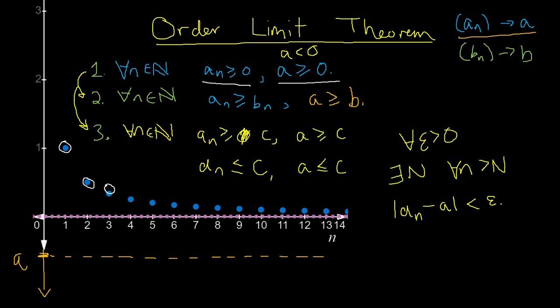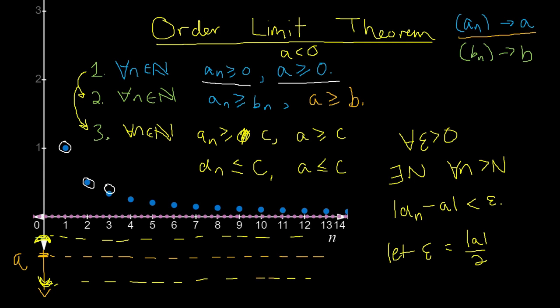Let's make a little neighborhood, an epsilon neighborhood about our limit here. And let's make it small enough so the whole thing is also beneath our x-axis. So, for example, we could let epsilon be the absolute value of a over 2. This will guarantee that if we use this length, absolute value of a over 2, away from a, we've got this region here that is always below the x-axis.